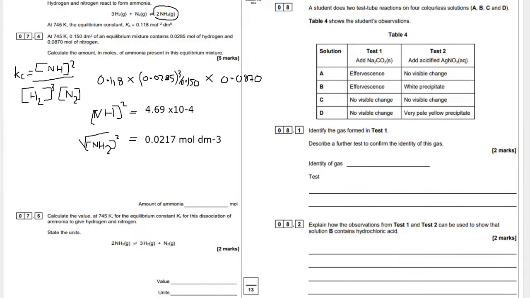Now we need to find the moles. So moles is concentration times volume. So we're going to times that now by the volume. Of course, the volume in the question, which we've already used, is 0.15 decimeters cubed. And if we times these two together, we're going to get 3.25 times 10 to the minus 3, or 0.00325 moles. Let's move on.